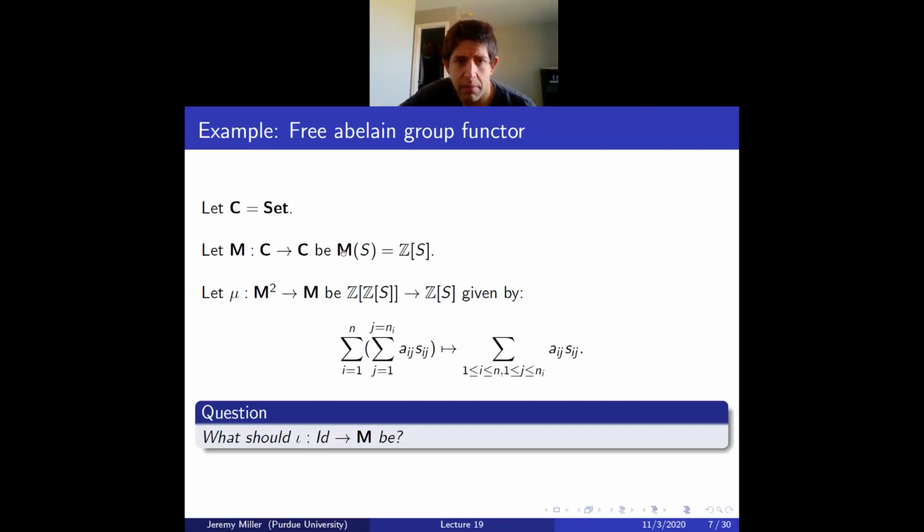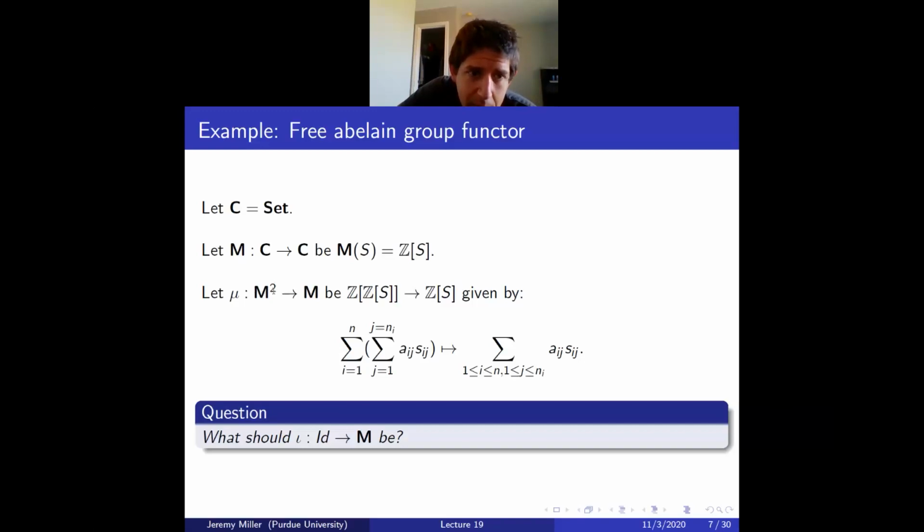So M is going to take a set and send it to the free abelian group on that set. But then we're going to view this object just as a set. We're going to forget that it's an abelian group. Okay, so what do we want?